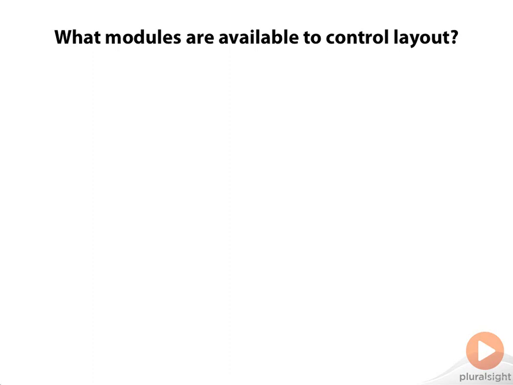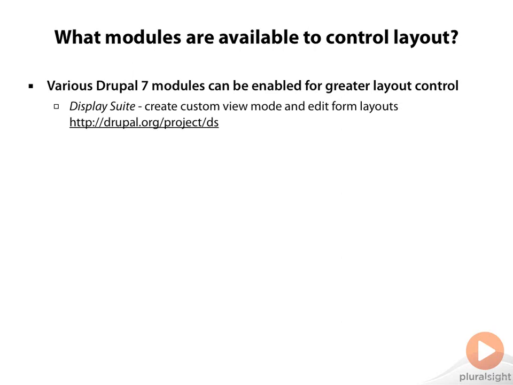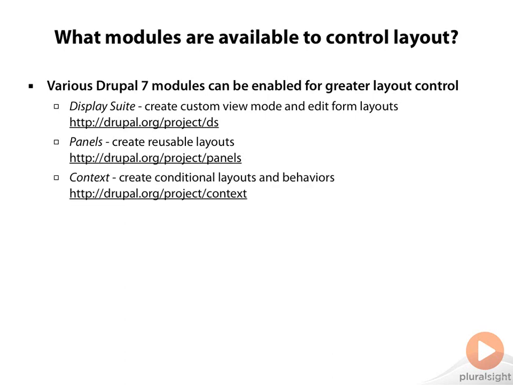Various modules can be used to control layout in Drupal beyond what we've seen so far. For example, there's the Display Suite module, which we're going to look at in some detail in this lesson, that can be used to create custom view modes as well as multi-column and similar layouts. But there's also modules like Panels, which can be used to create reusable layouts, and the Context module for conditional layouts and behaviors.